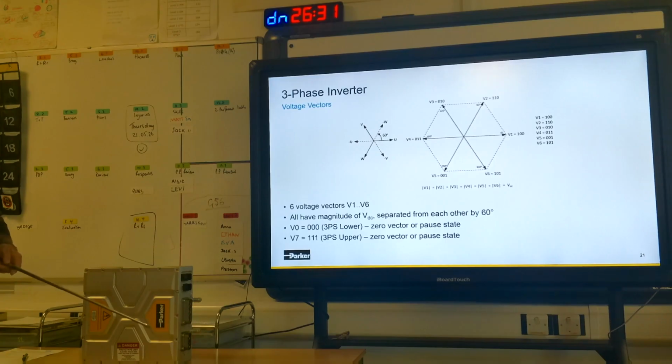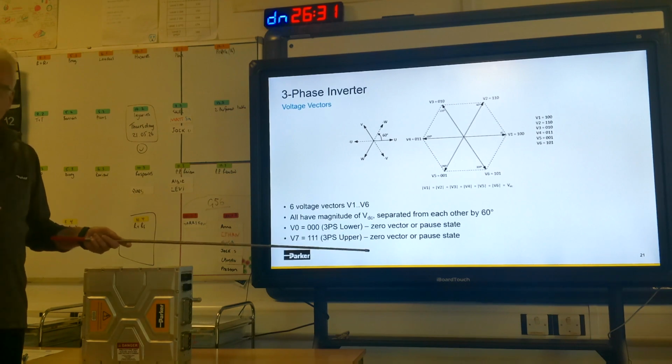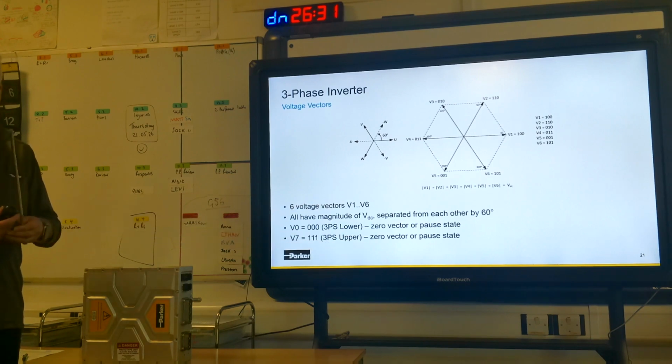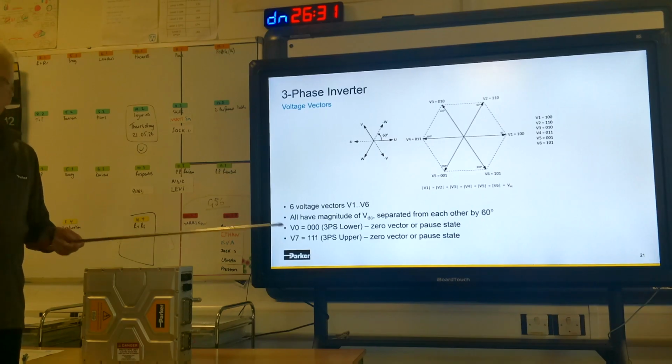There are 2 other possible legal switching states you can have. I could switch all the switches to the bottom of the DC link. That's perfectly legal. Sometimes it's called a 3-phase short lower, because when I've switched them all to the bottom of the DC link, I've shorted all the windings out together. Sometimes it's known as a 0 vector, because there's no line-to-line voltage when they're all connected together on the bottom of the DC link. Sometimes it's known as a pause state.